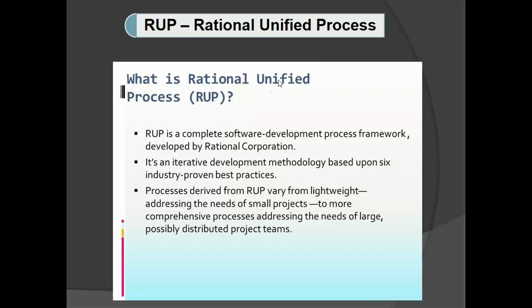Then the second one is why RUP is a heavyweight methodology. RUP is known as a heavyweight methodology because a lot of documents are prepared in RUP. The project manager is going to prepare 14 documents and a BA is going to prepare nearly 5 documents. So a total of 19 documents will be prepared in RUP.